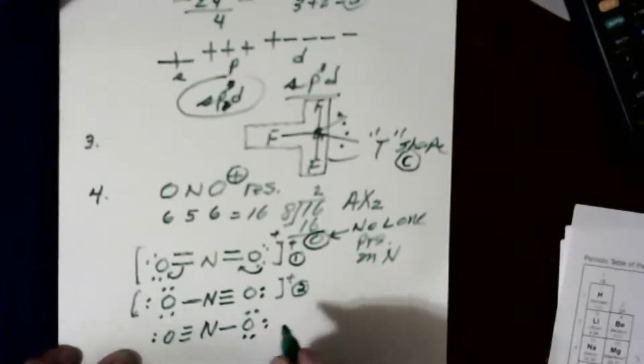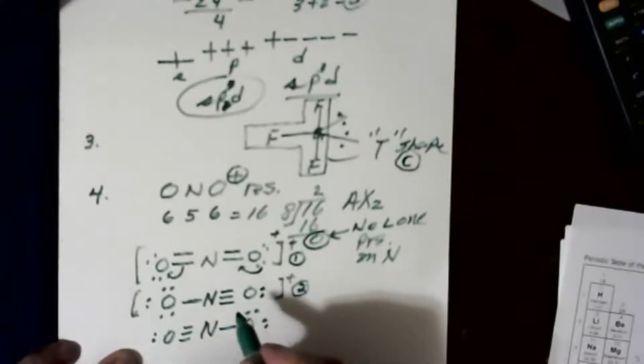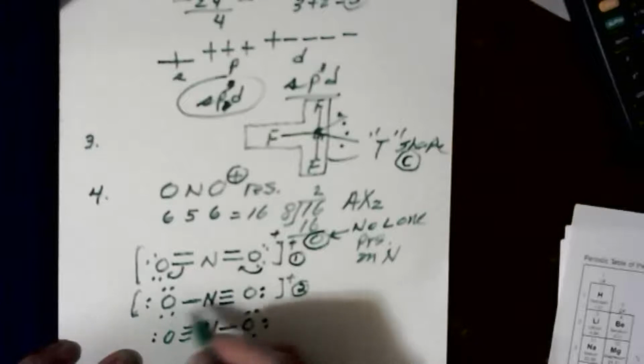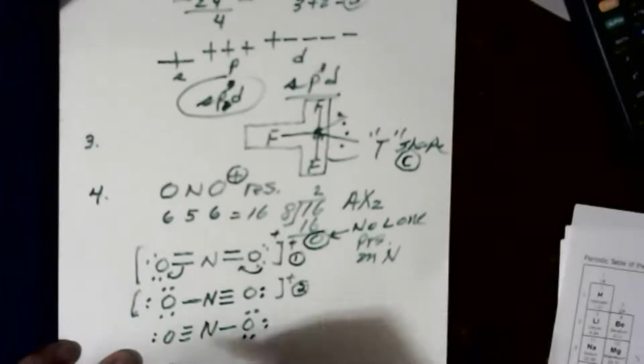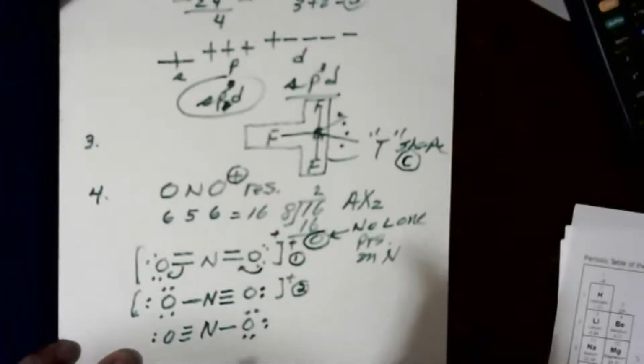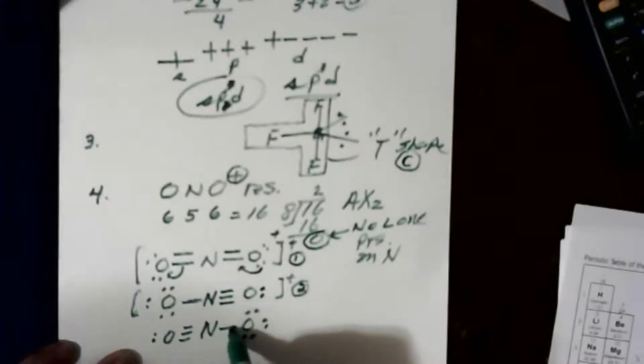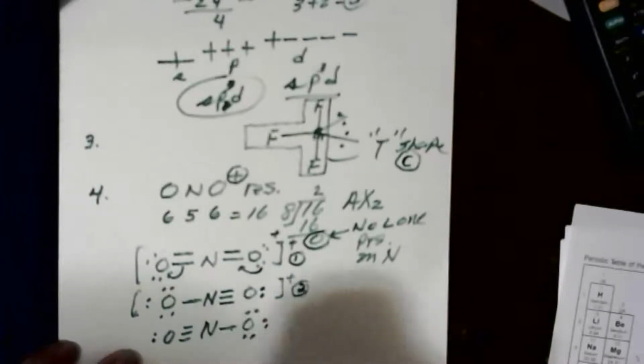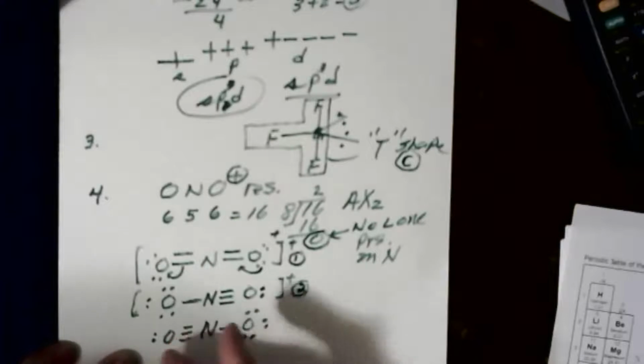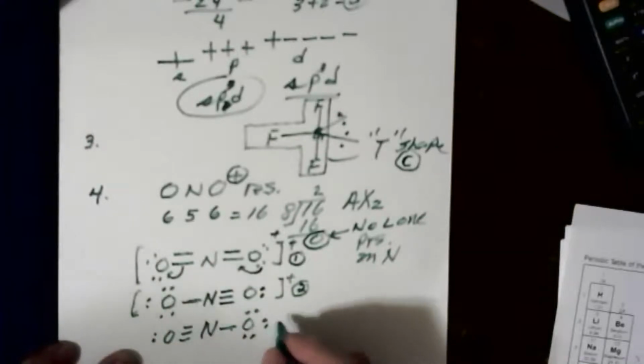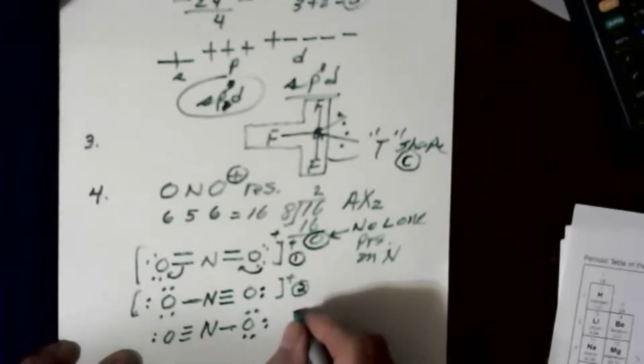And indeed, that would be a resonance structure if I did it. I just moved that pair of electrons in and that pair of electrons out. It would be the same. But this one here is just this one here turned around. If I just take this one and flip it over, I get this one. So this is not a unique structure. This third structure is not unique.